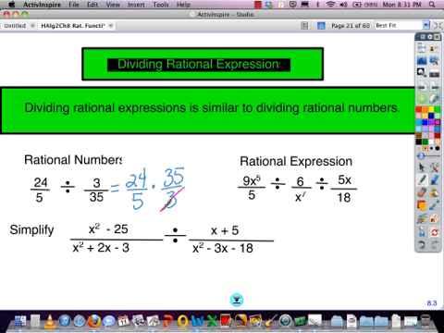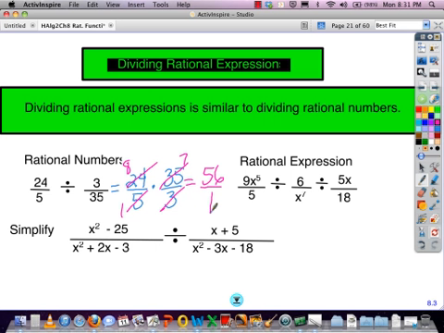3 goes into 3 once. 3 goes into 24 8 times. 5 goes into 5 once. 5 goes into 35 7 times. Top times top, bottom times bottom. You could leave that as a 56 if you so choose.